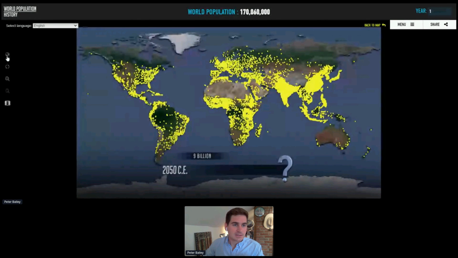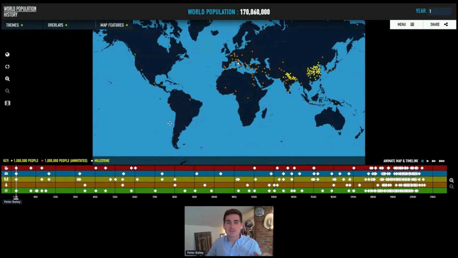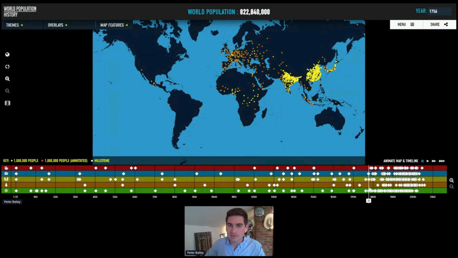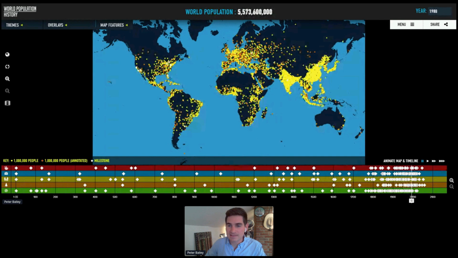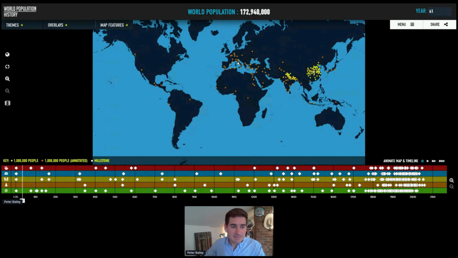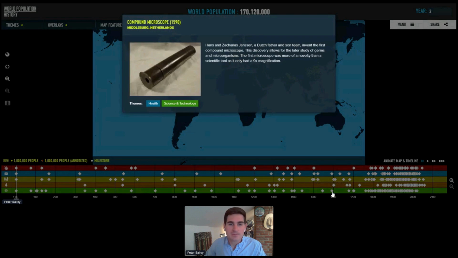If we click on this little image here, it'll bring us to the same map in year 1 CE. Of course, this map we can manipulate a little bit. Down here, we've got the timeline with a cursor that you're able to move through time manually. And you can see dots appear and disappear as time goes on. On this timeline, we also have all these little white diamonds here. And these diamonds note the different events throughout history, such as, let's see, a good one. The compound microscope, developed in 1590.